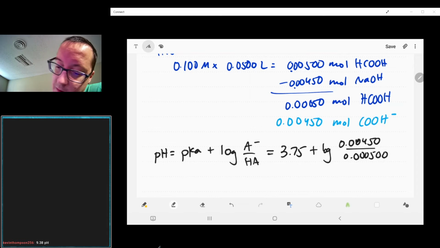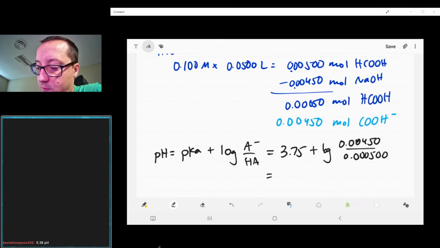0.0005. Let's go ahead and do this math. All right. 3.75 plus log 0.0045 divided by 0.0005. Doing this, we end up with a pH of about 4.7. So we're kind of reaching at this point.